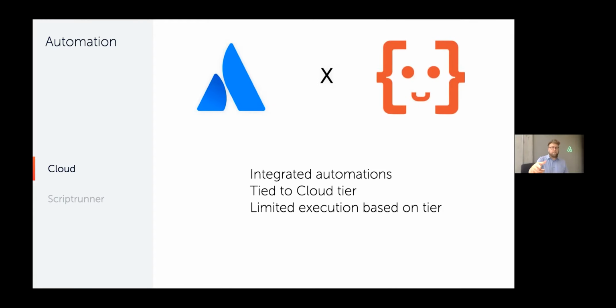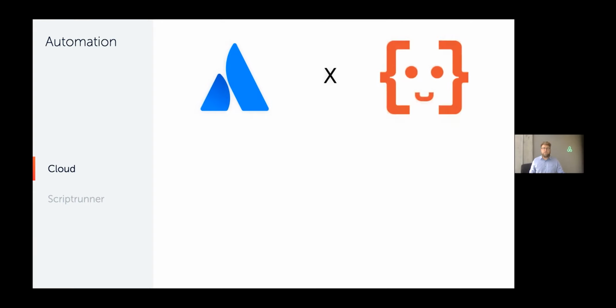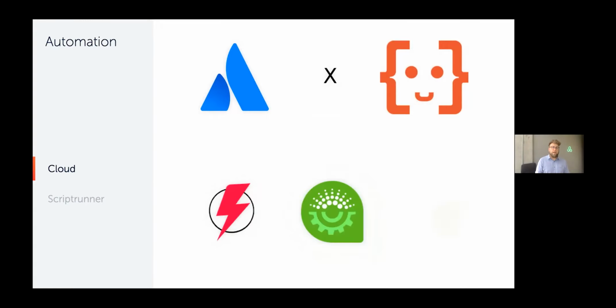It's integrated automation tied to your cloud tier. So if you have standard, you do get a limited amount on a project-specific basis that you can use. And again, it's based on your tier for the number of executions and all that. So if you're just looking for light automations, that's already a solution for you. But there are other tools out there that can help you, right?